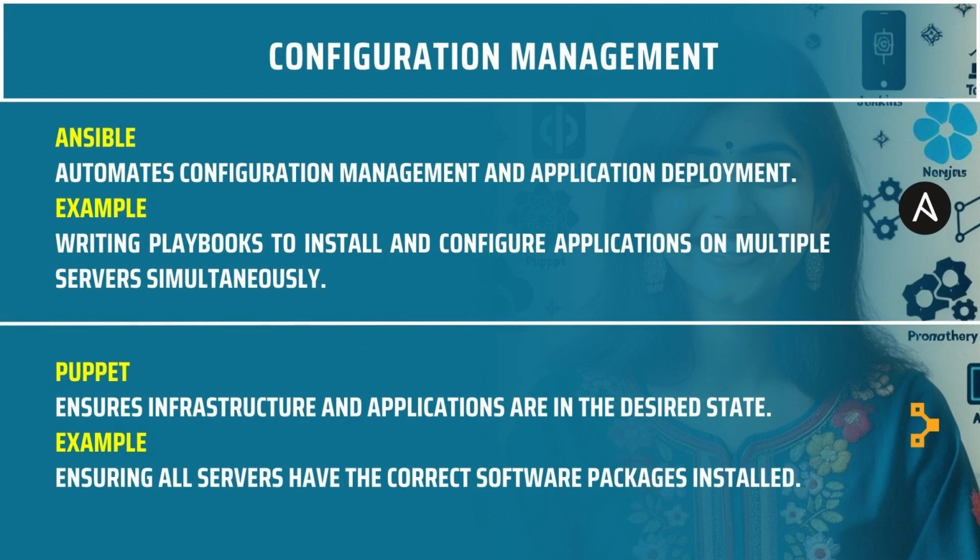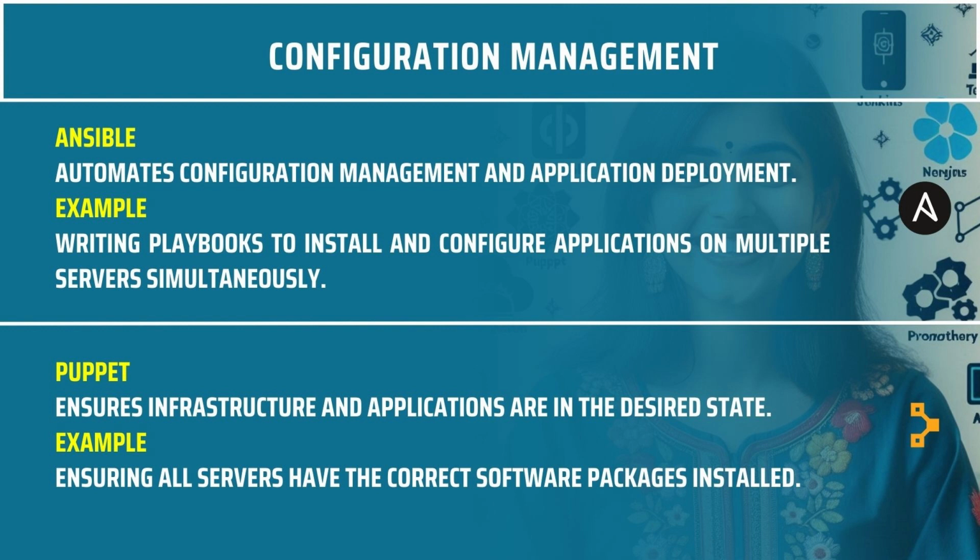And next category is configuration management, where we have Ansible and Puppet. Ansible is a powerful automation tool used for configuration management, application deployment, and task automation. With Ansible, we can write simple playbooks to describe the desired state of our systems and applications. For example, you can create a playbook to install and configure a web server on multiple machines simultaneously.